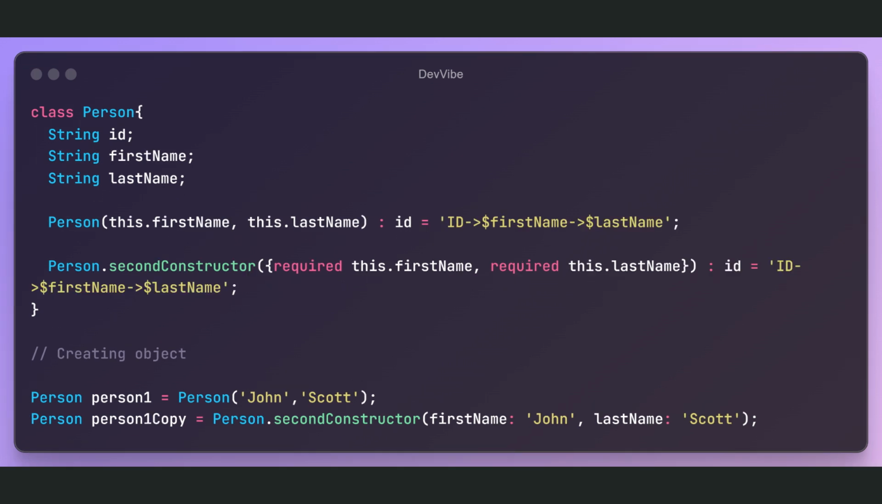You can use a colon after parameters to override values. For example, if you have a variable ID that should consist of a person's first and last name, you can use a colon to set it during initialization. Here's how this is done.